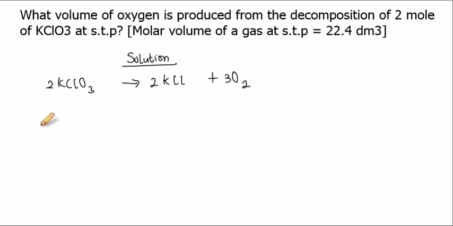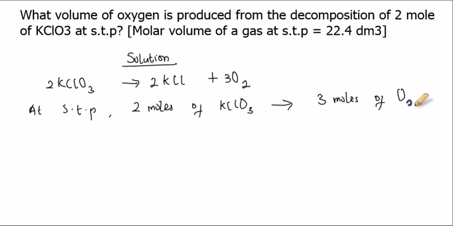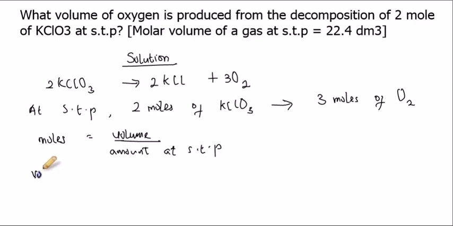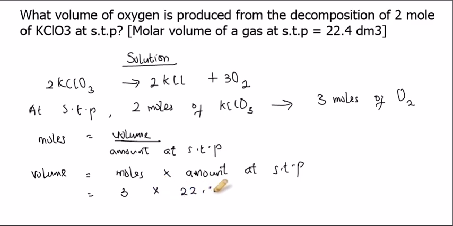Let's state that at s.t.p., 2 moles of potassium trioxochlorate(V) will yield 3 moles of oxygen gas. So using the formula, moles equals volume over amount at s.t.p. Then from here, making volume the subject, volume equals moles times amount at s.t.p. So let's substitute the values now. We have the number of moles, which is 3, multiplied by the amount at s.t.p., 22.4. Multiplying it, we have 67.2 and the unit dm³, which should serve as our final answer.